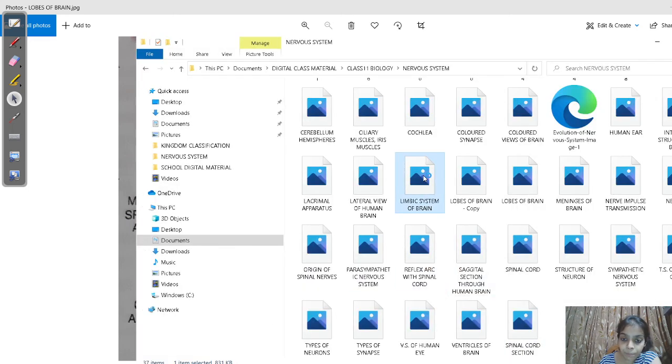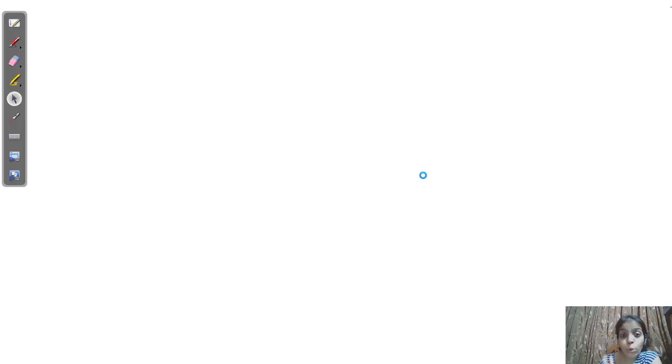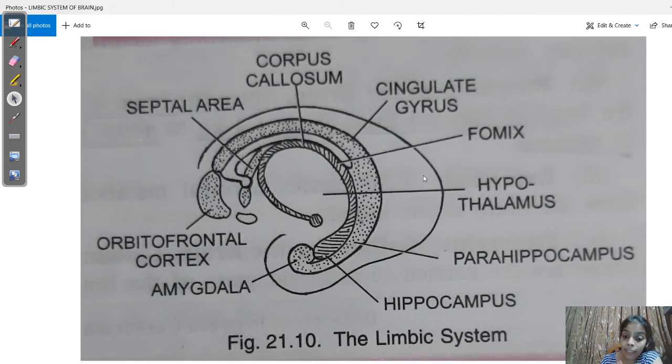Let me see whether I can show you any picture of limbic system. It will take certain time because the picture is opening. As I told you, it has got two parts. One is the amygdala. So over here, see, this is amygdala. And this part is hippocampus.